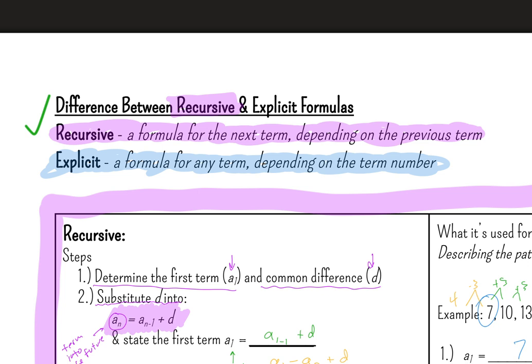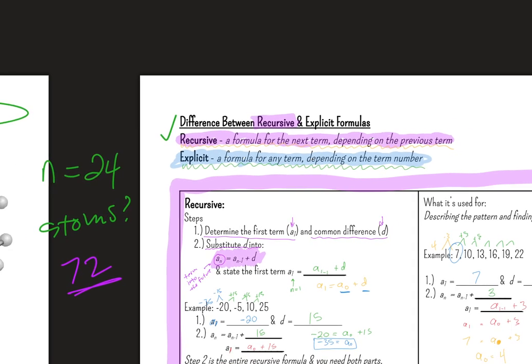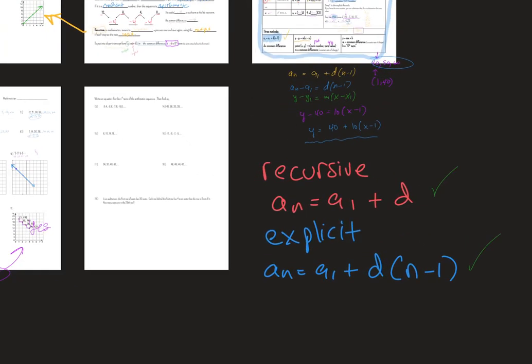So the notes say, hey, listen, you should use the recursive formula when you're trying to find the next term depending on the previous term. And you should use the explicit formula for any term depending on the term number. So in my mind, this is the winner. That's the one we're going to use, is explicit.